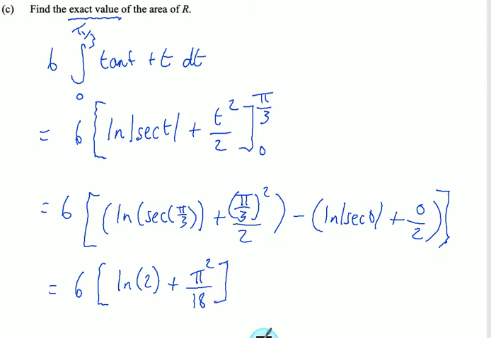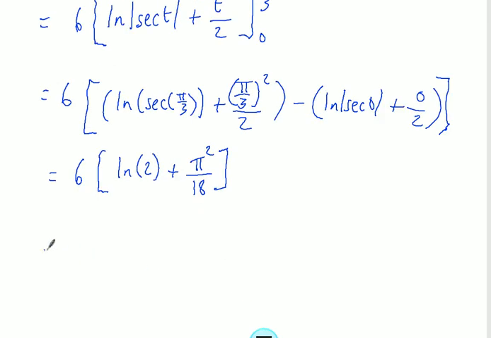So we're nearly there now. So I need to multiply everything by 6. We're going to get 6 ln 2 plus pi squared over 3, and then that is units squared. Whew. So those are really our 3 different example types. Curves, slightly more complicated, between 2 curves, and a parametric form.